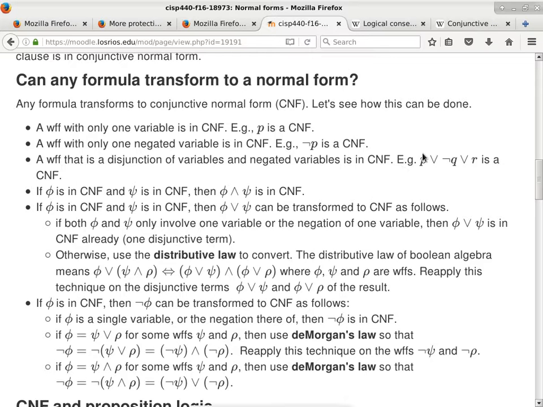Okay. All right. So this part of my notes, can any formula transform into a normal form, is really just giving you all the tools that you need in order to convert any Boolean expression into a CNF. So right here, it says, any well-formed formula with only one single variable. Well, I really should have written it in a different way. A well-formed formula that is a single variable is a CNF. A well-formed formula that is a single negative variable is a CNF. We talked about that already. A well-formed formula that is a disjunction of variables and negative variables is a CNF. We talked about that just a few minutes ago as well.